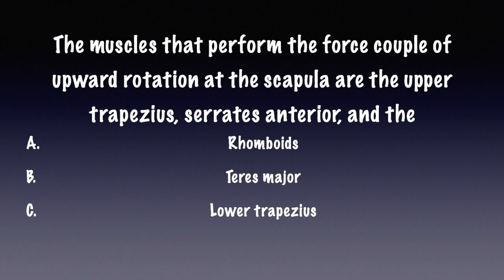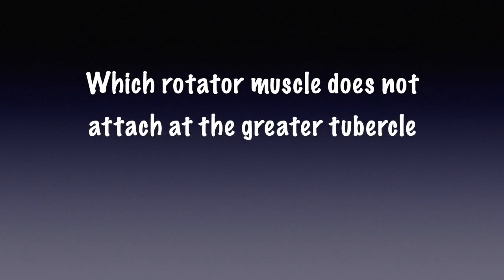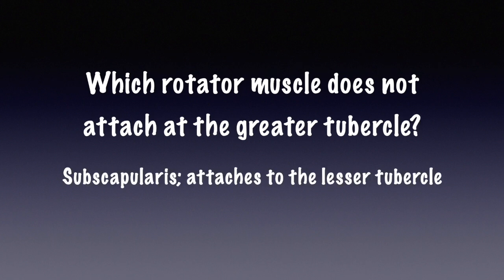The muscles that perform the force couple of upward rotation of the scapula are the upper trapezius, serratus anterior, and the A. rhomboids. B. teres major. C. Lower trapezius. The answer is C. Lower trapezius. Which rotator muscle does not attach at the greater tubercle? Subscapularis. It attaches to the lesser tubercle.